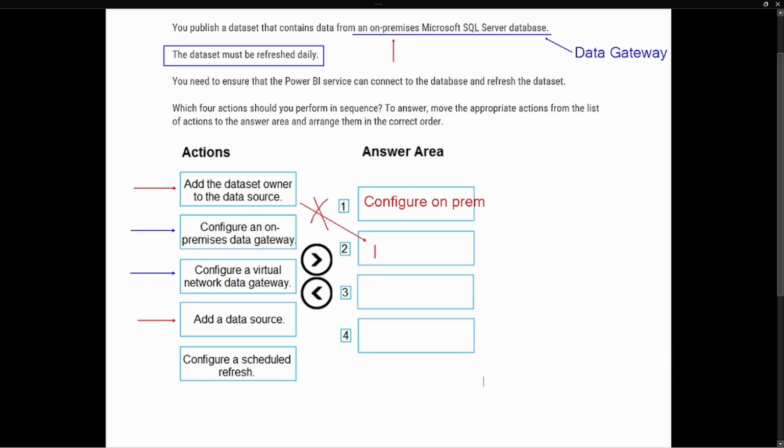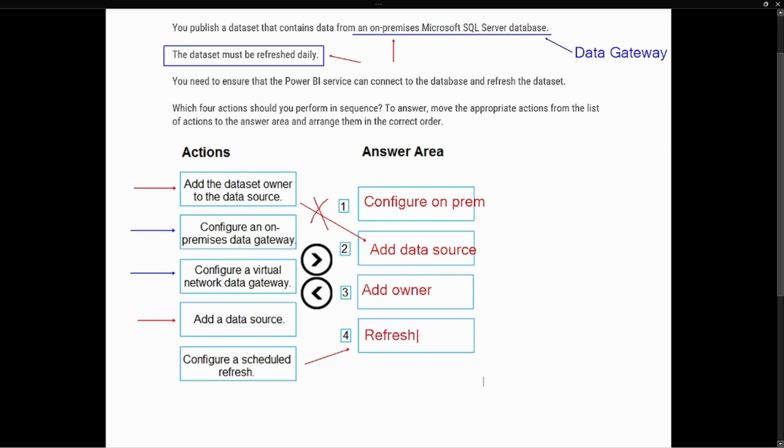It's important to read the answer choices, and how they read is important. So we're going to add the data source. After we add the data source, we can then add a dataset owner to the data source. Once we have it, we can add the owner. The last part of the question says that the data set must be refreshed daily, so the last step is to configure the scheduled refresh. We're going to refresh our data.